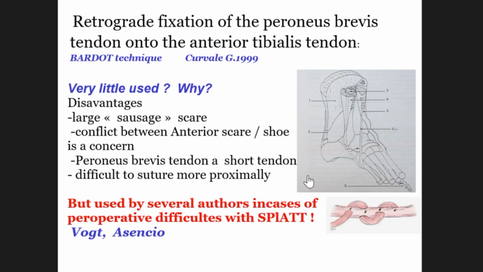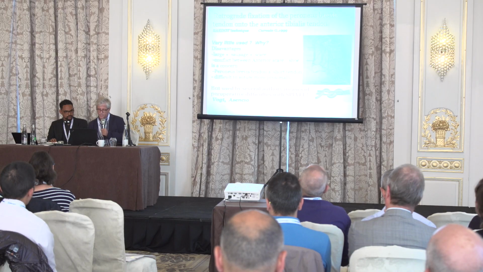The author makes a solid Pulvertaft suture, which we use in hand surgery. But this technique is very little used. Why? Because you have big disadvantages. Philippe told me the first disadvantage, and I have observed it in my experience. This is the conflict between the large anterior scar and the shoe. And it's difficult because the peroneus brevis tendon is short, and it's difficult to get the scar proximal on the leg.